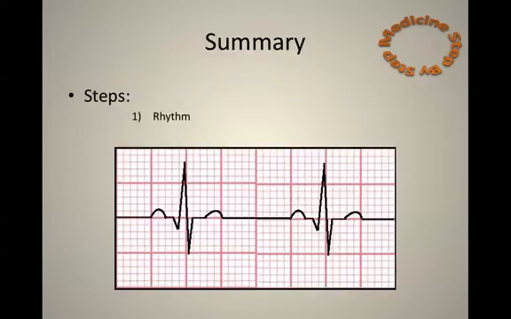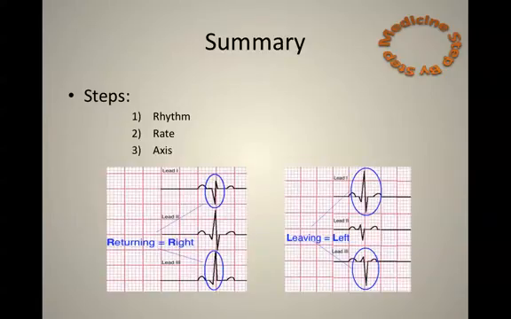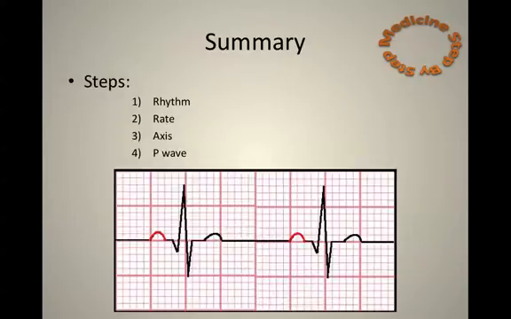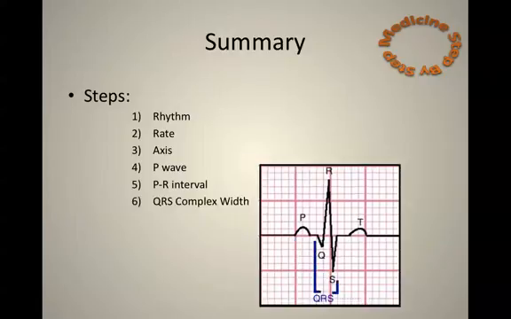So, in summary, first assess to see if the ECG is regular or irregular. Step 2. Check the rate of the ECG. Step 3. Check if there is left or right axis deviation. Step 4. Check the P wave for normal size and shape. Step 5. Check the PR interval for any problem with conduction between the atria and ventricles. Step 6. Check the width of the QRS complex is not enlarged.